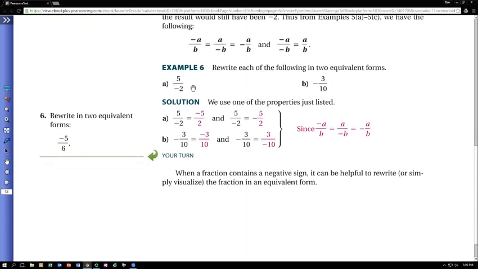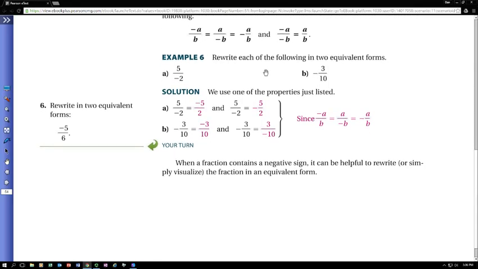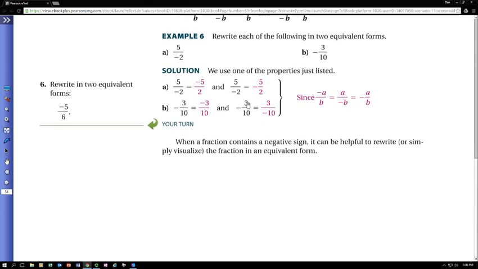So they want us to rewrite each one of these fractions in the equivalent form. Here is the form that they give us: 5, a positive number, over negative 2, a negative number. Here's positive over negative. I want to write it as negative 5 over positive 2 this way, or the negative of 5 over 2, this way. And that's what they show us right here. So there are 3 ways to represent any negative fraction. Then they give us the negative of 3/10. I could write that as negative 3 over 10 or 3 over negative 10.